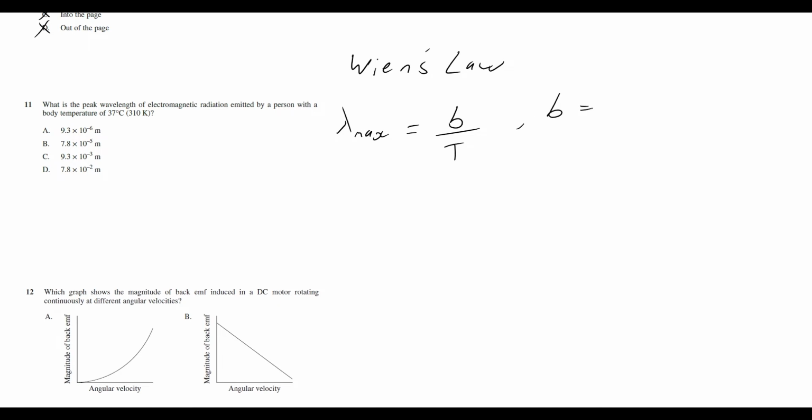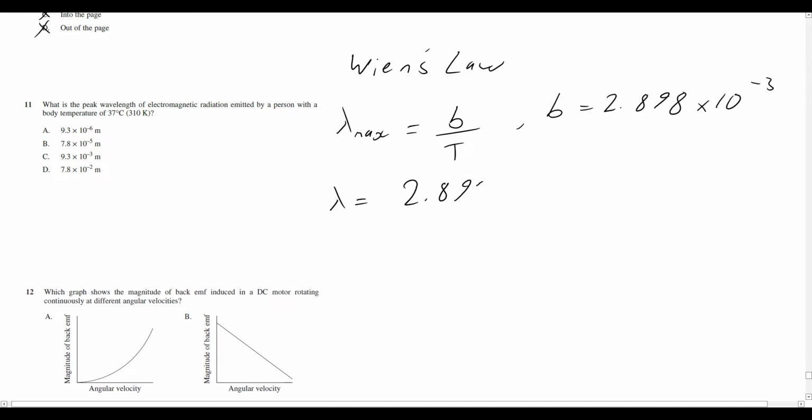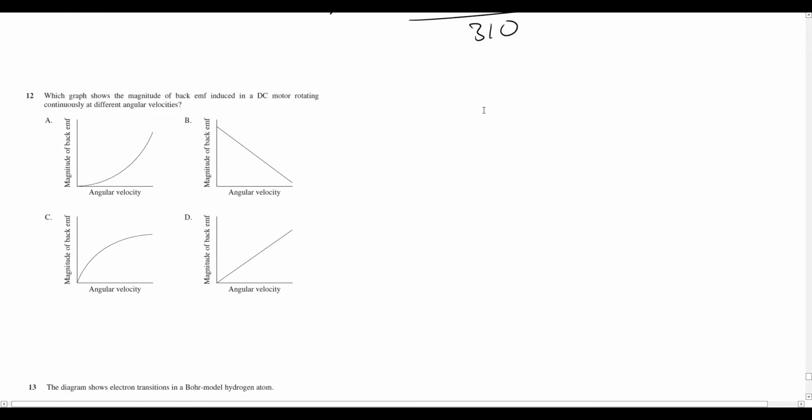And we know that B is equal to 2.898 times 10 to the negative 3, and we won't worry about units here. And for T, that's going to be the temperature measured in degrees Kelvin, okay? So we know that T is equal to 310. So what we can say now is that the peak wavelength is going to be equal to 2.898 times 10 to the negative 3 over 310. And when we put that into our calculator, we get an answer of 9.3 times 10 to the negative 6. And that is part A. Okay, there we go. So moving on to question 12.